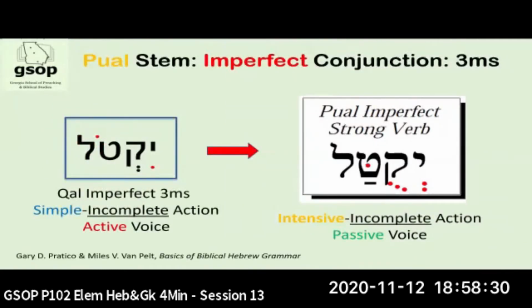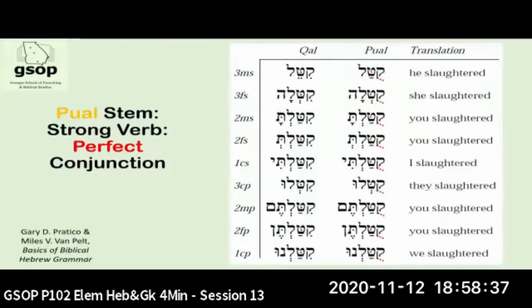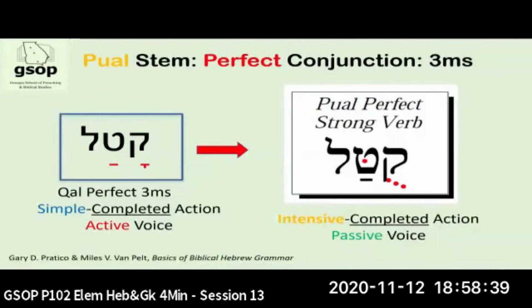Now we have the same Pual, same passive, but now we'll go from perfect to imperfect. Oh, that's why. Wait a minute.